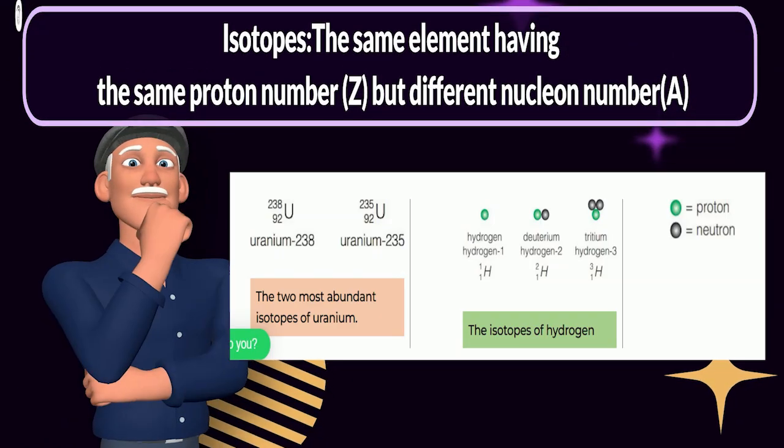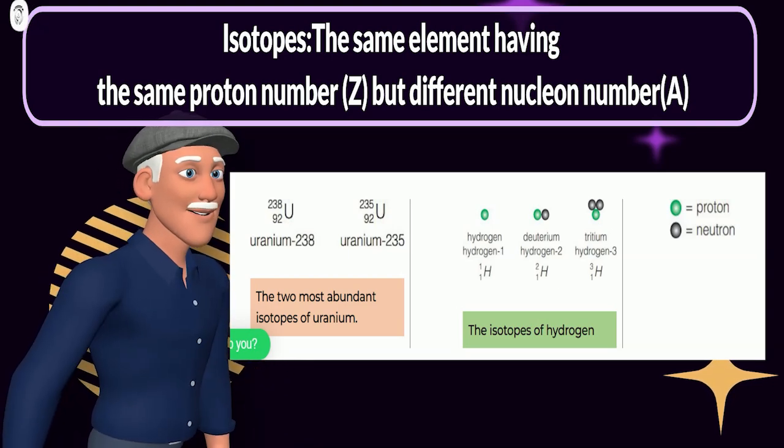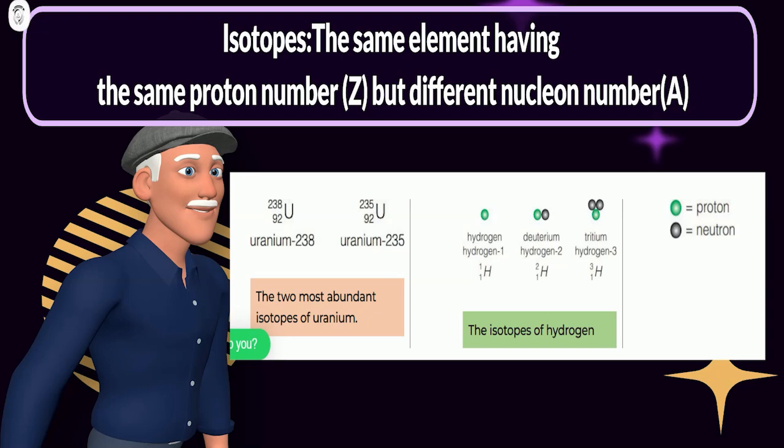The next topic is about isotopes. Isotopes are elements which have the same proton number, but a different nucleon number. We have read about the proton number and nucleon number before. Nucleon number is proton plus neutron. So if the proton number is the same, where is the difference in the isotopes? The difference is in the neutron number. Two isotopes are going to have the same proton number, but a different neutron number, and therefore a different nucleon number.